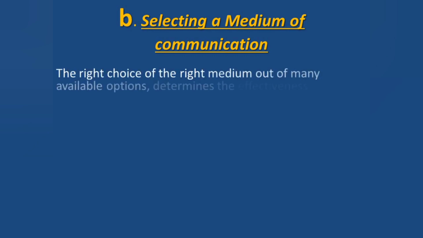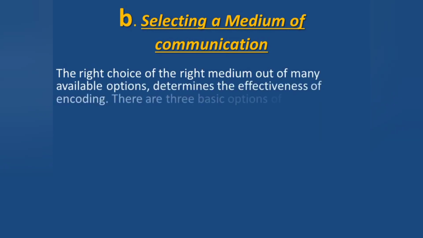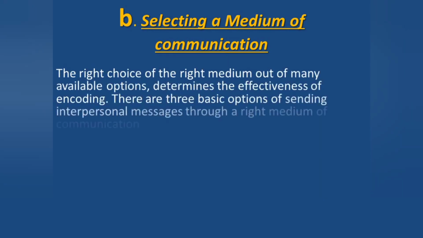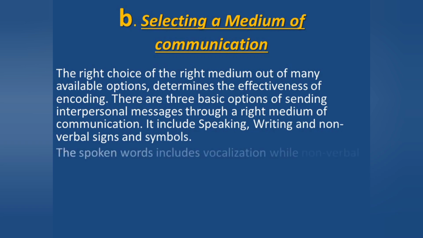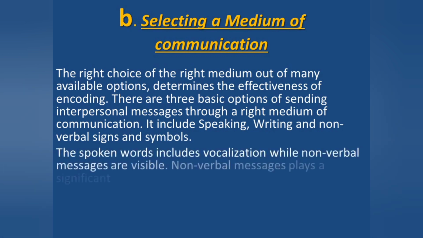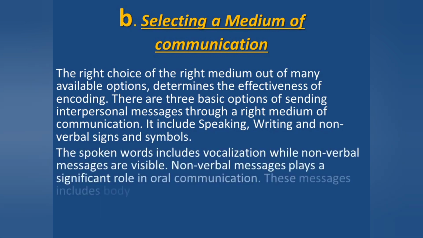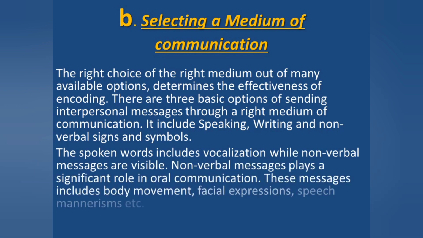Selecting a medium of communication. The right choice of medium out of many available options determines the effectiveness of encoding. There are 3 basic options for sending an interpersonal message through the right medium of communication. It includes speaking, writing, and non-verbal signs and symbols. The spoken word includes vocalization while non-verbal messages are visible. Non-verbal messages play a significant role in oral communication. They include body movement, facial expressions, speech mannerisms, etc.